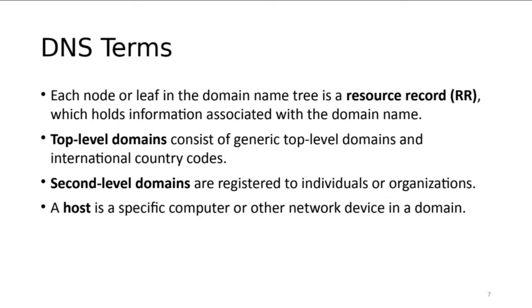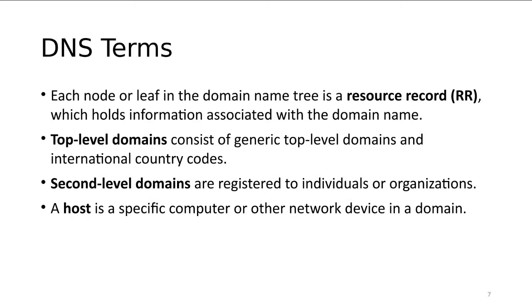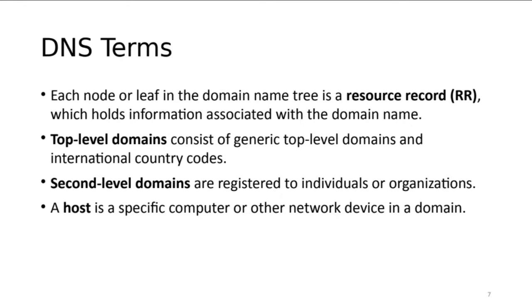Top level domain, we already saw that, .com is an example, consists of generic top level domains and international country codes. Then we have the second level domains. They are registered to individuals or organizations such as Microsoft, Cisco, right? A host is a specific computer or other network device in a domain. Could be a printer.